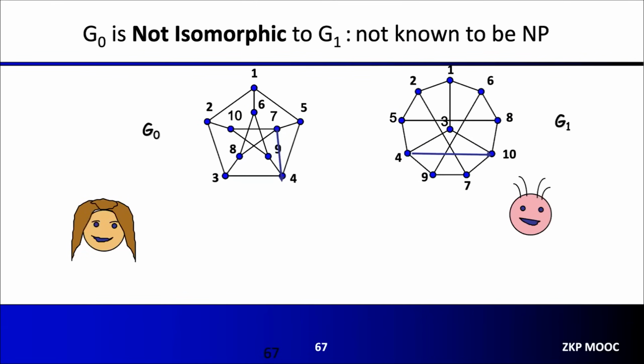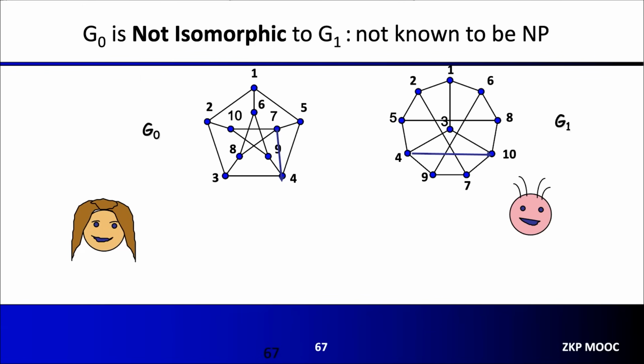Suppose I wanted to prove as a prover to the verifier that these two graphs, which are different from the other graphs, are not isomorphic to each other. Is this any different than the previous picture? Yes, I've added an edge on the left graph, G0, between 7 and 4, and on the right between 4 and 10. What adding this edge has done is we've maintained the number of vertices and edges, but it's no longer true that these two graphs are isomorphic to each other. How do I prove that to the verifier?